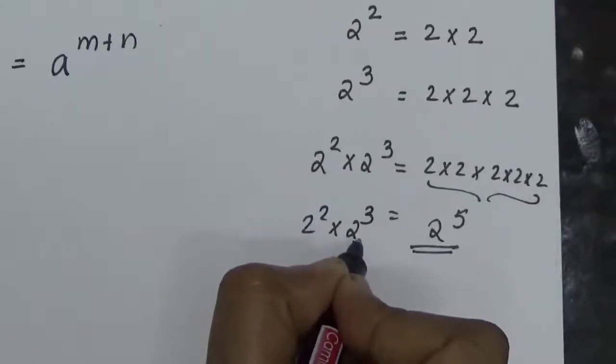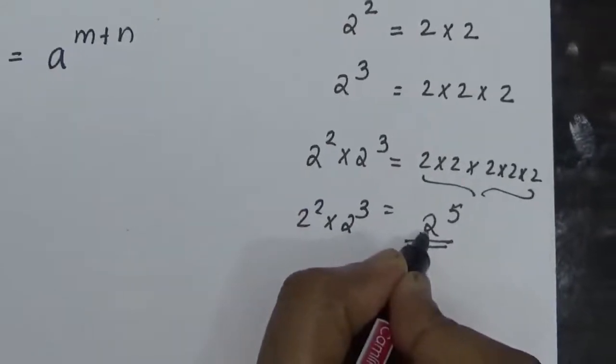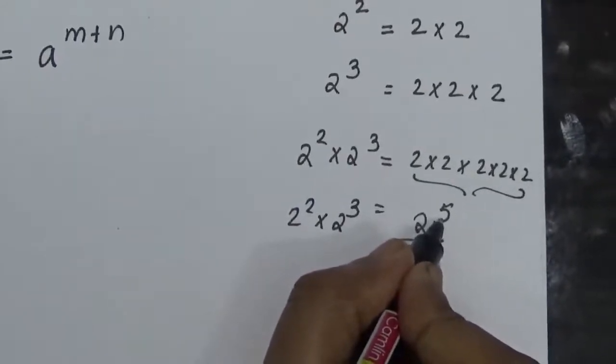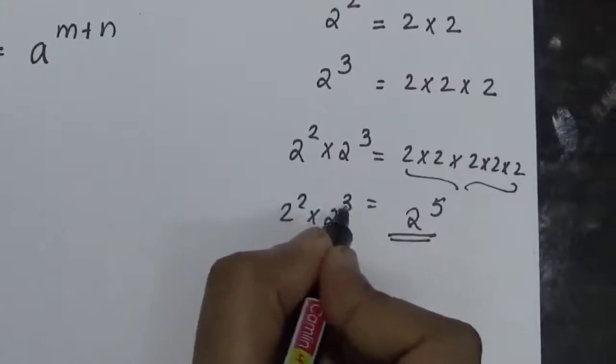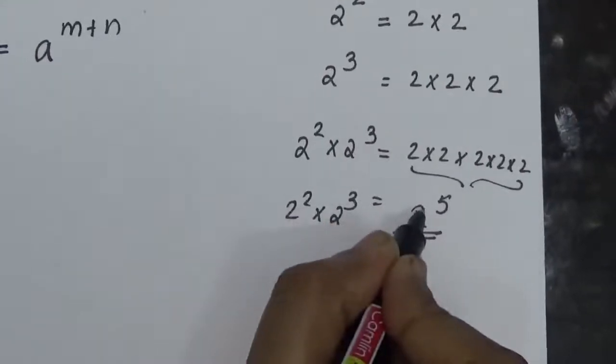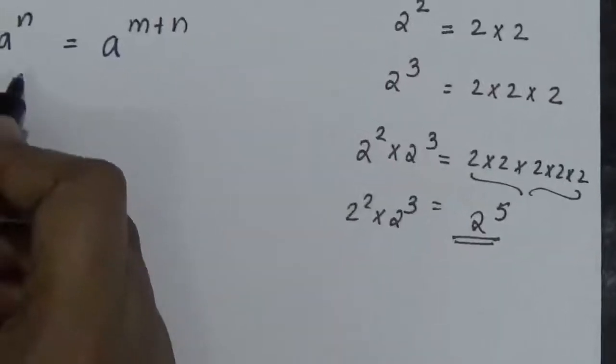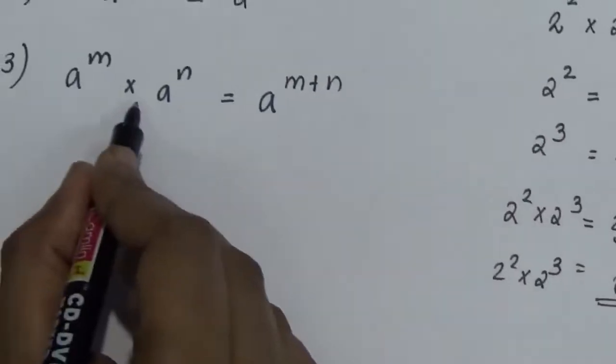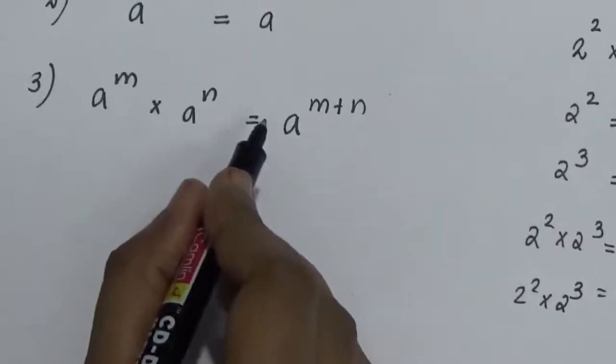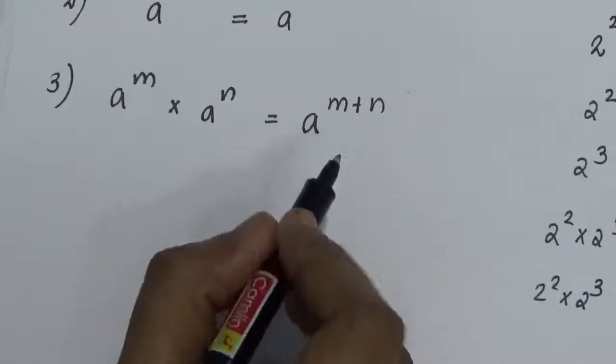That is, in the answer we have the same base 2, and to get the exponent of the answer, add the exponents. That is 2 plus 3 is 5. So remember the very important law of exponent: a raised to m into a raised to n is equal to a raised to m plus n.